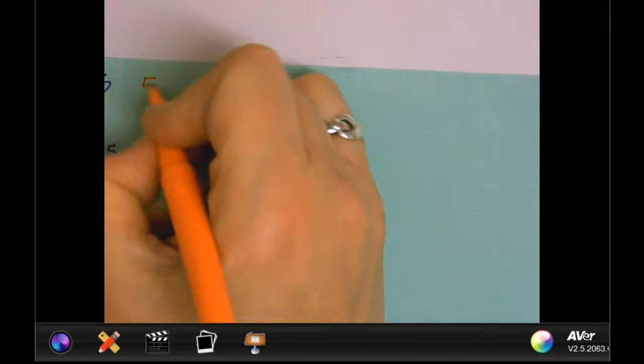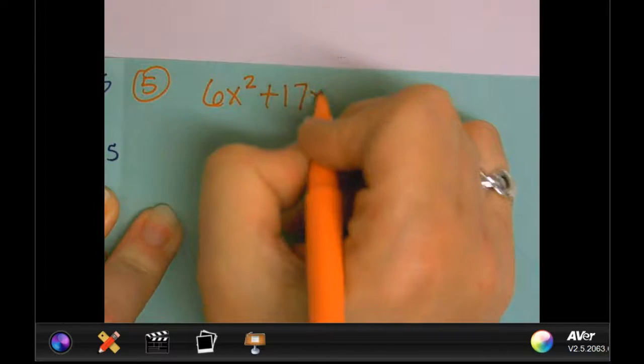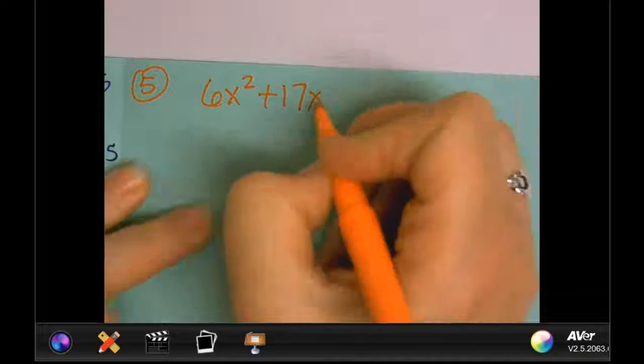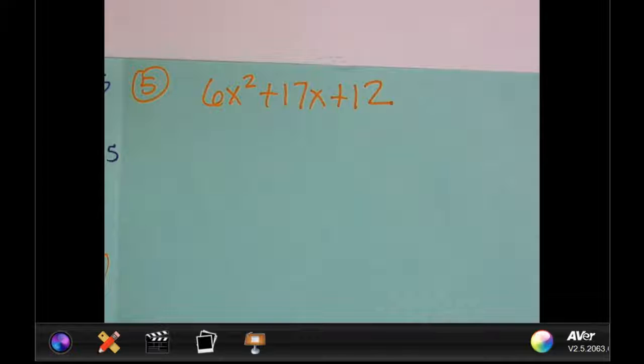Let me give you another one. Number 5. I'm going to give you 6x squared plus 17x plus 12. Anybody doing like a guess and check instead of one of the methods? I mean, it's okay if you are. I'm just curious. Okay. All right, so let me give you a minute to work on that one.